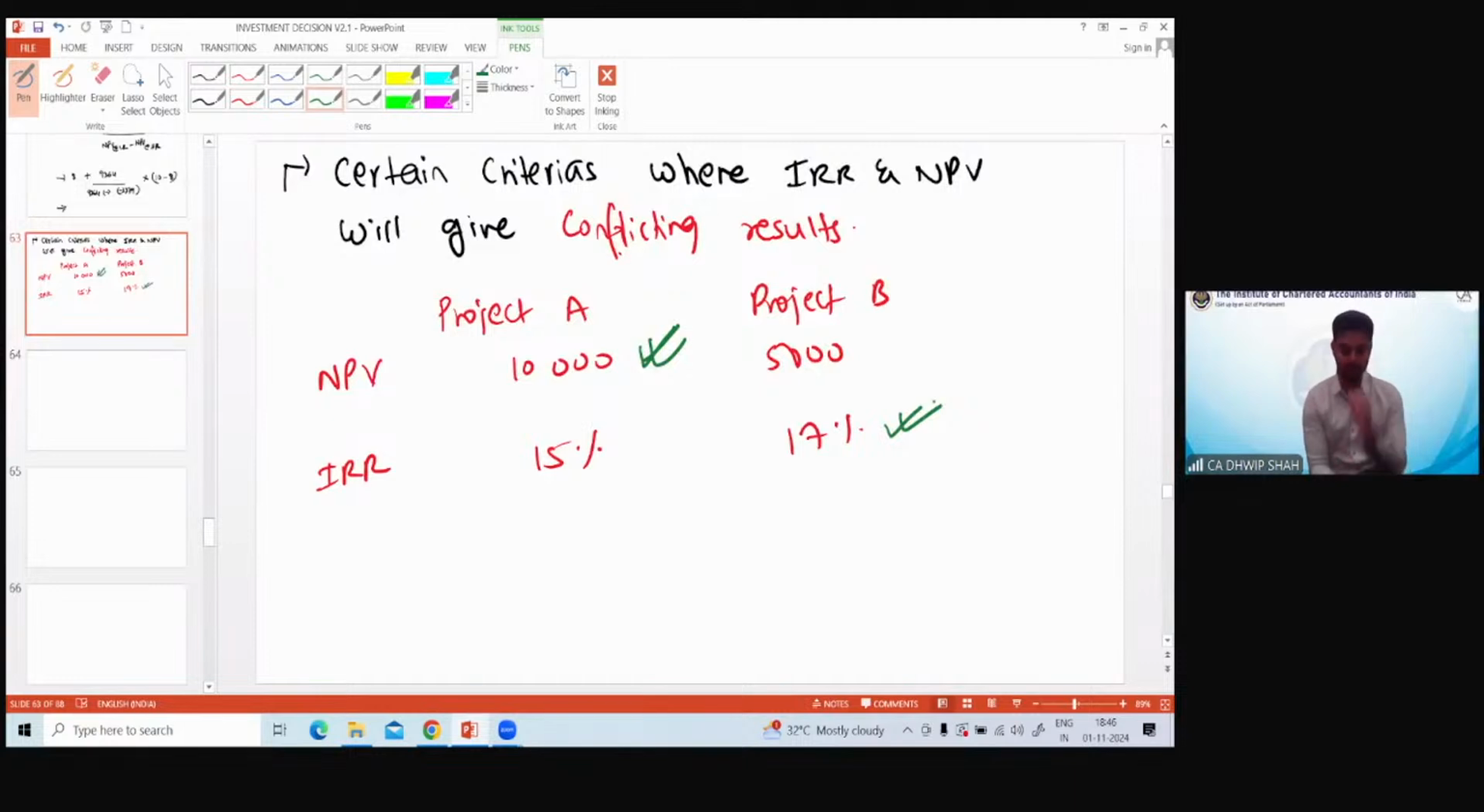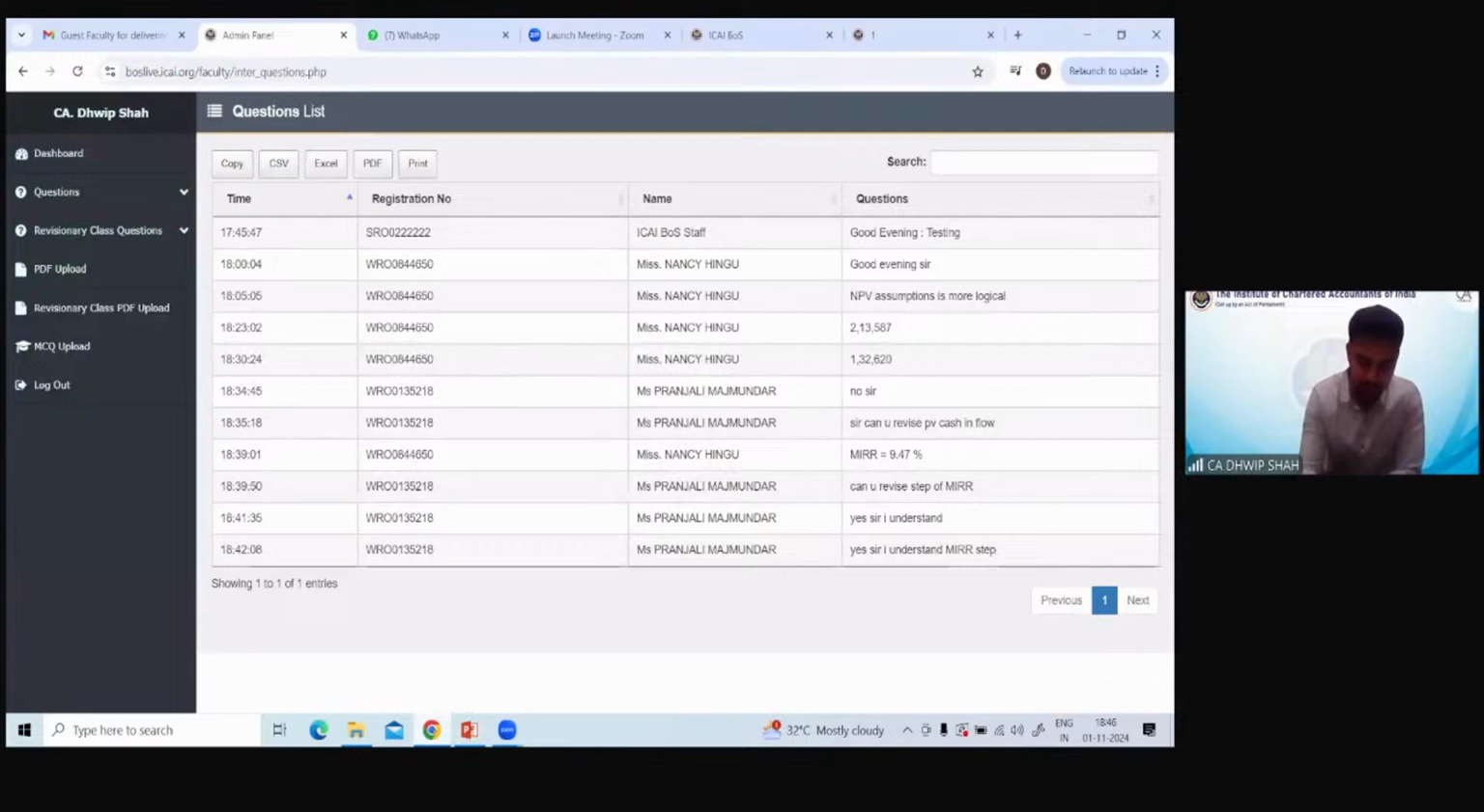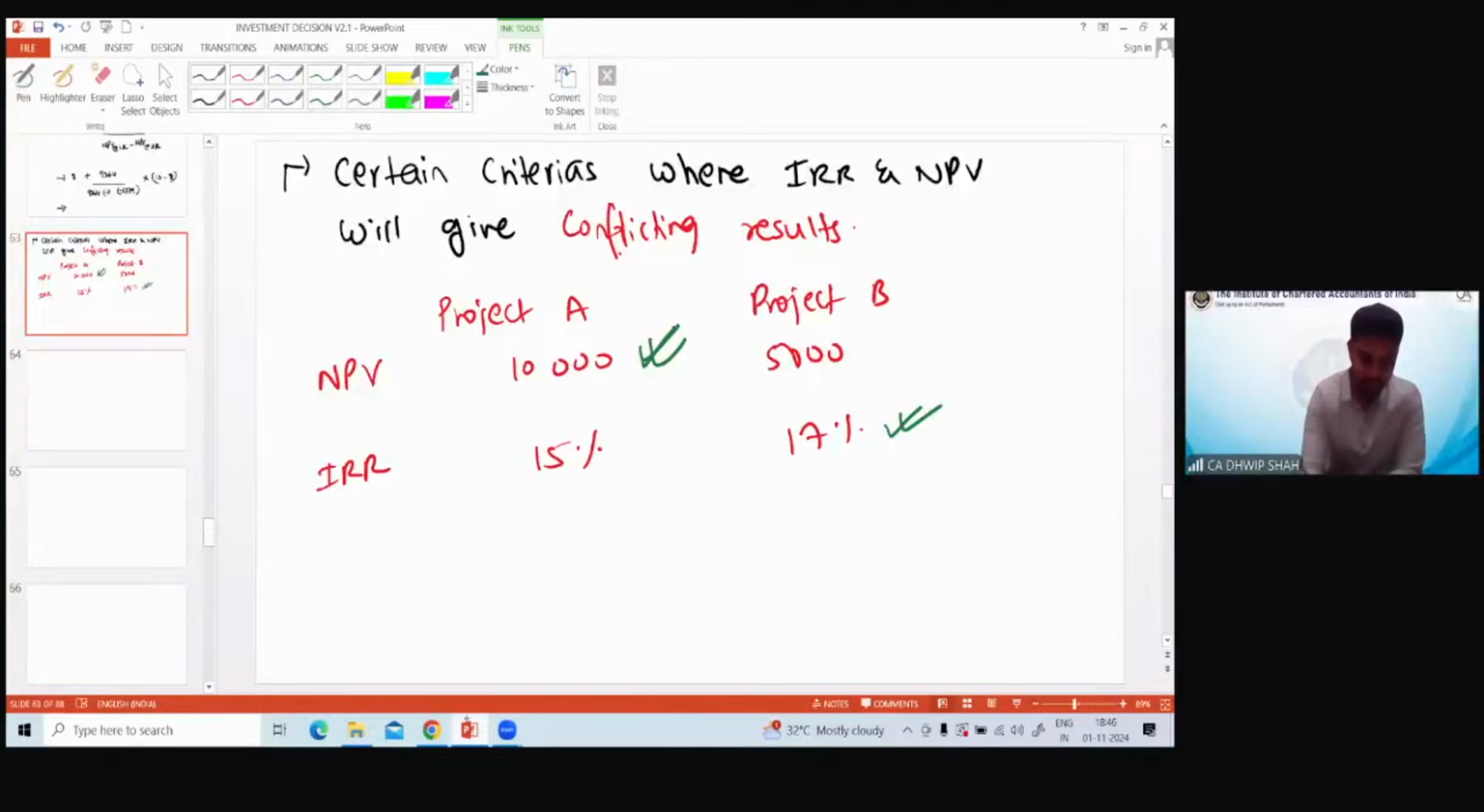Understand that as per NPV, the decision is Project A, the selection is Project A. But if we see as per the IRR technique, the decision or selection is Project B. So under what situation do such conflicting results arise that we need to learn now? There are three different situations where such conflicting answers between NPV and IRR would arise.